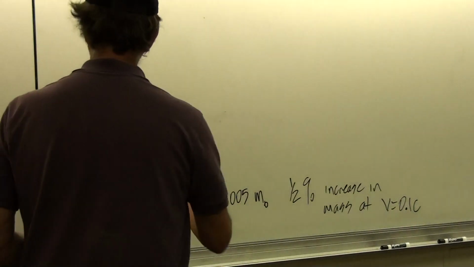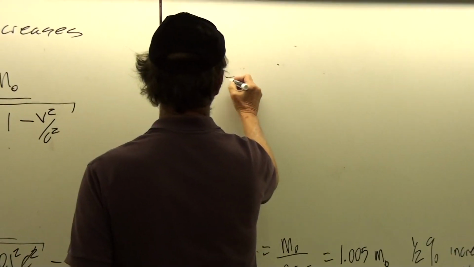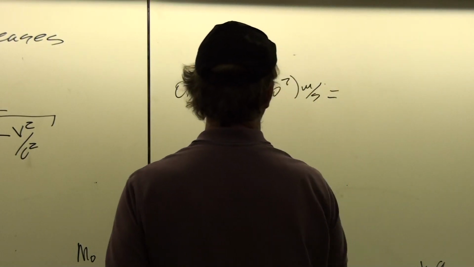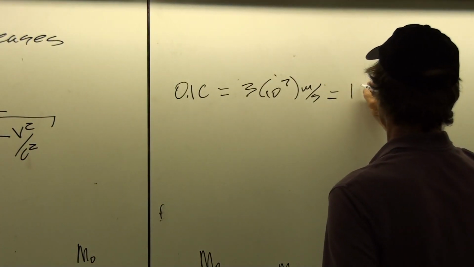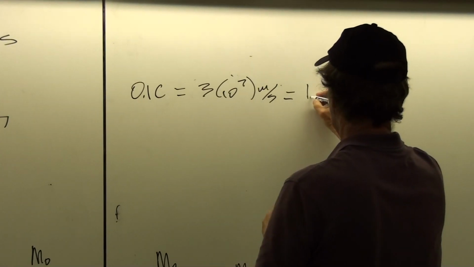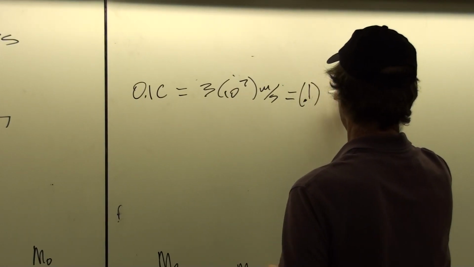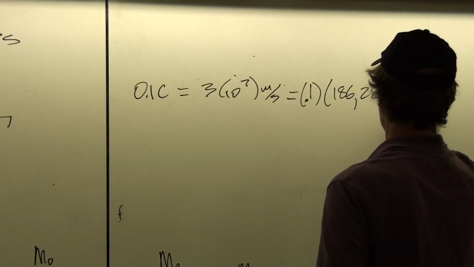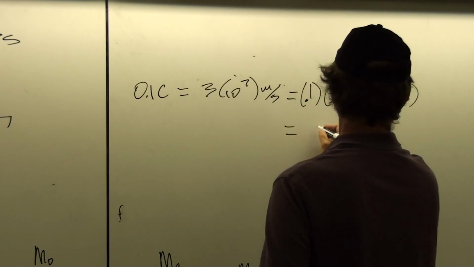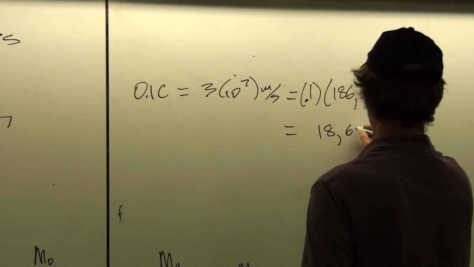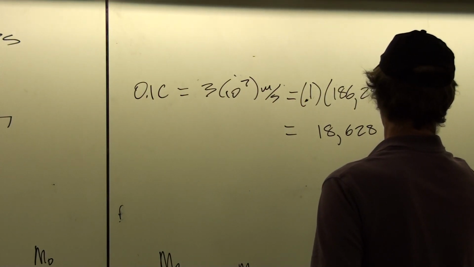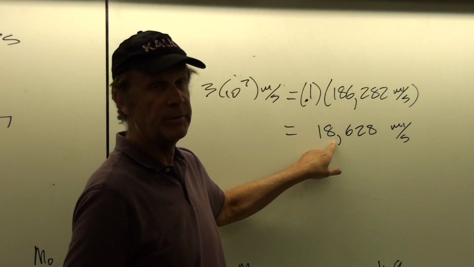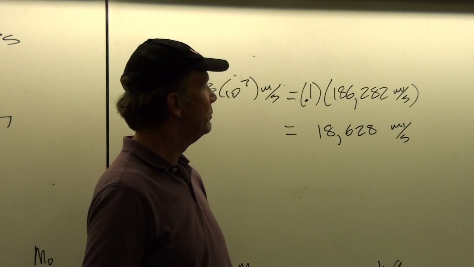But what's 0.1 c? 0.1 c is 3 times 10 to the 7 meters per second, or that's equal to 0.1 times 186,282 miles per second. That's 18,628 miles a second. So that's 1/10 the speed of light, is 18,000 miles a second.